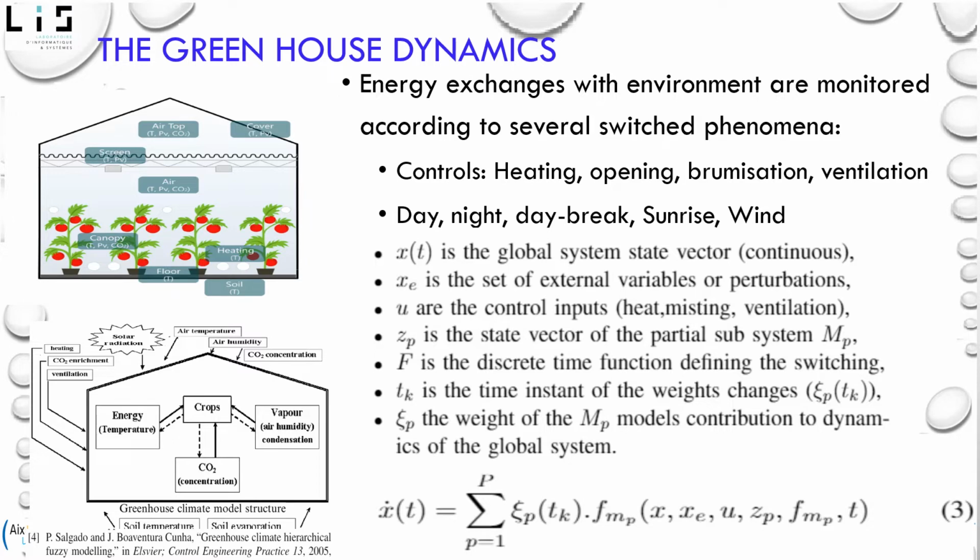On one hand, we have the controlled functions like heating, opening, brumization, and ventilation. On the other hand, we have the sunrise, the wind, and the natural phenomena. So the model we have developed is composed of several functions, and these functions are weighted by zeta p, which are time functions depending on the behavior or the considered phenomenon.